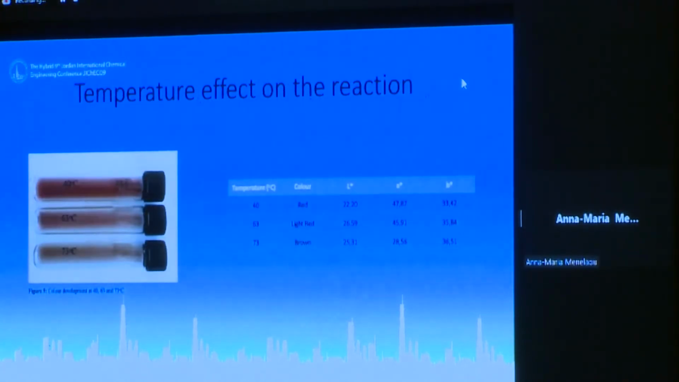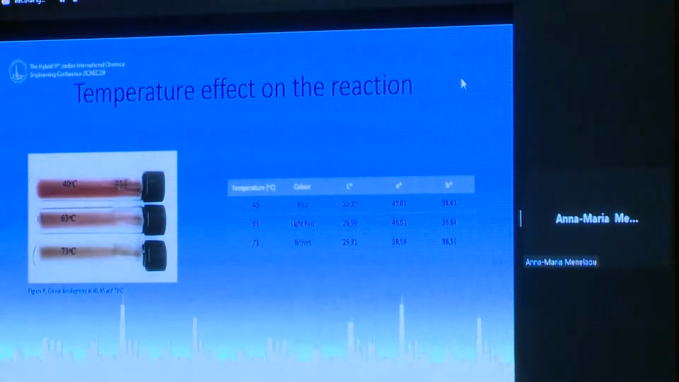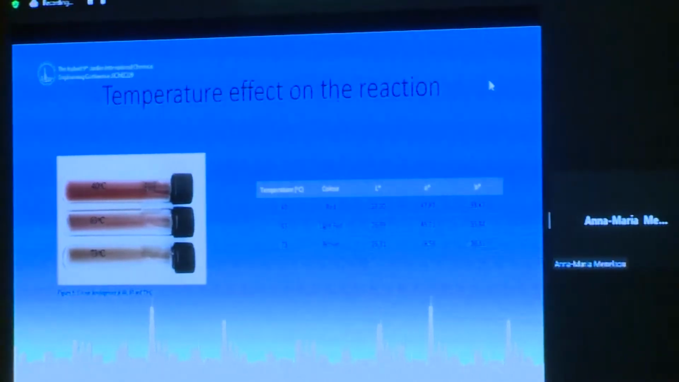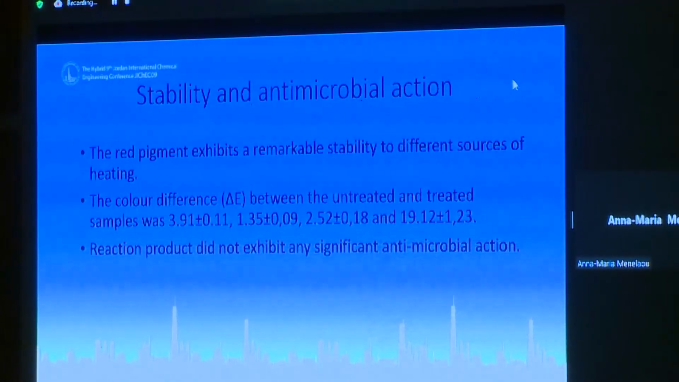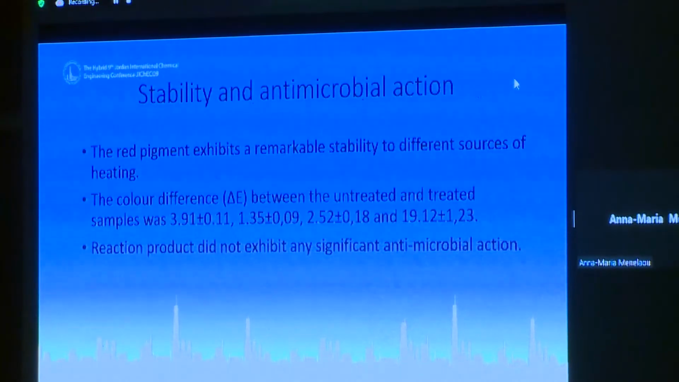It was observed that by increasing the temperature, the reaction time decreased significantly. At 40 Celsius, the reaction takes place in 8.5 hours, at 63 Celsius in 5.5 hours, and at 73 in just 3 hours. However, the color changed gradually from red to brown. This may be due to adverse reactions that may occur at higher temperature, or possibly due to the destruction of one or both of the reactants upon exposure to those temperatures. It is noted that the red pigment exhibits remarkable stability to different sources of heating at neutral pH conditions.